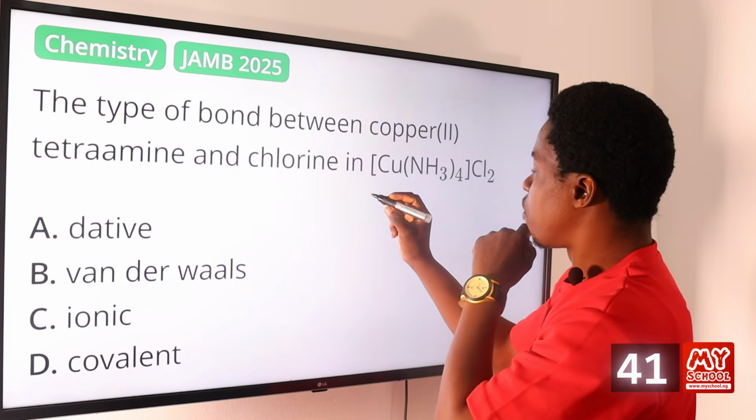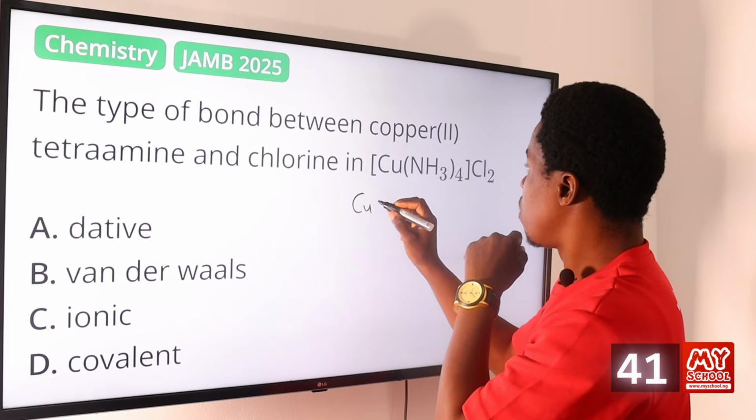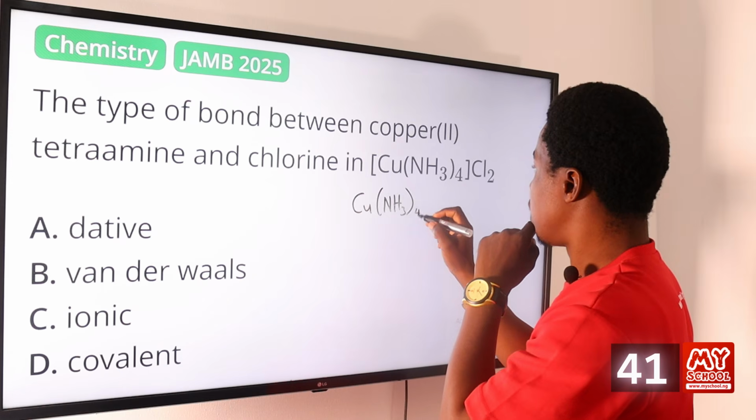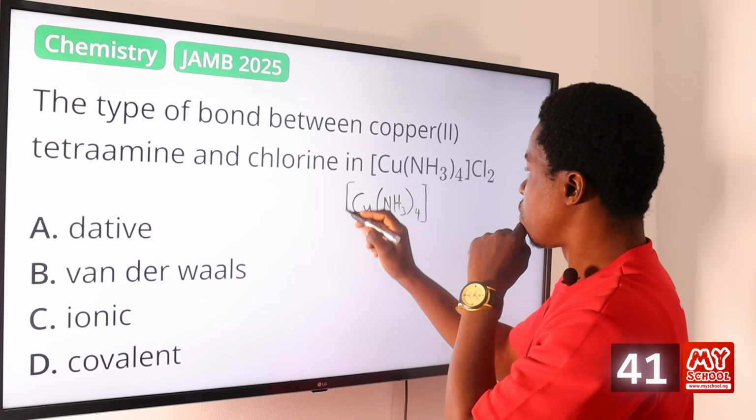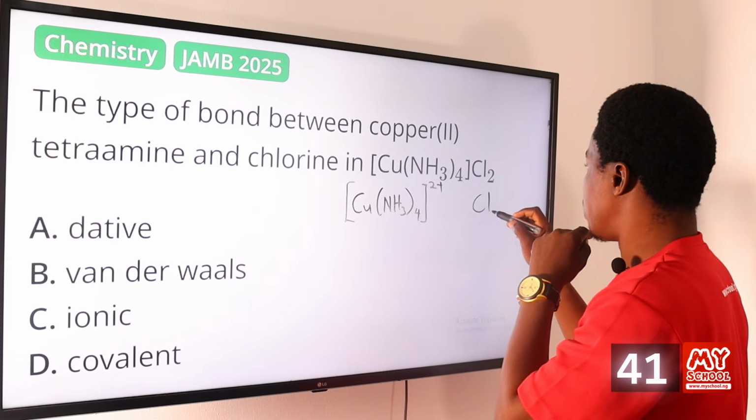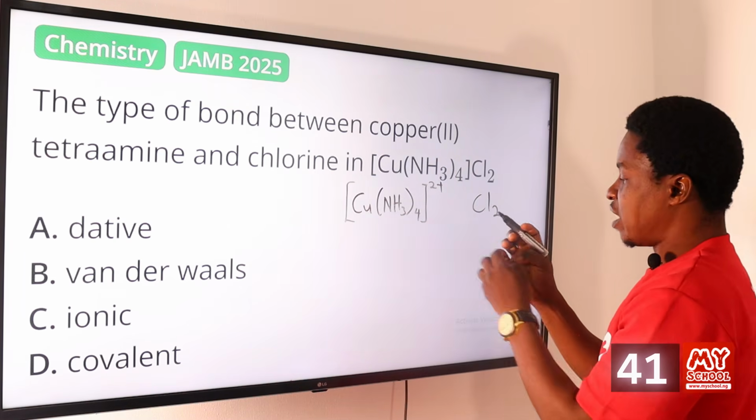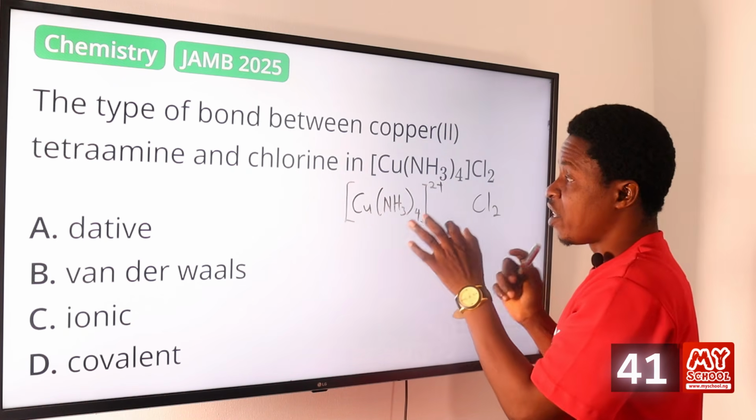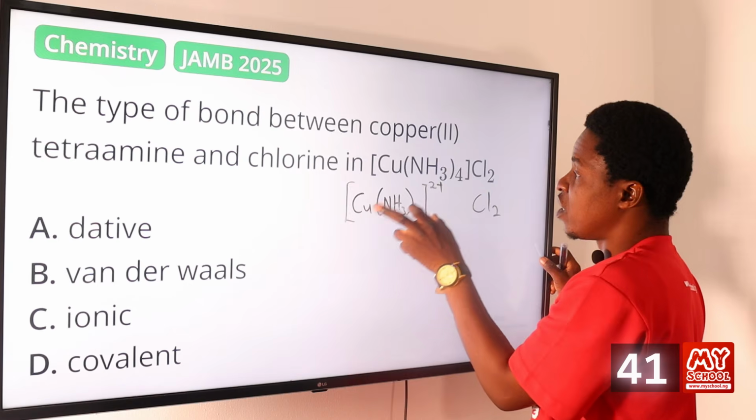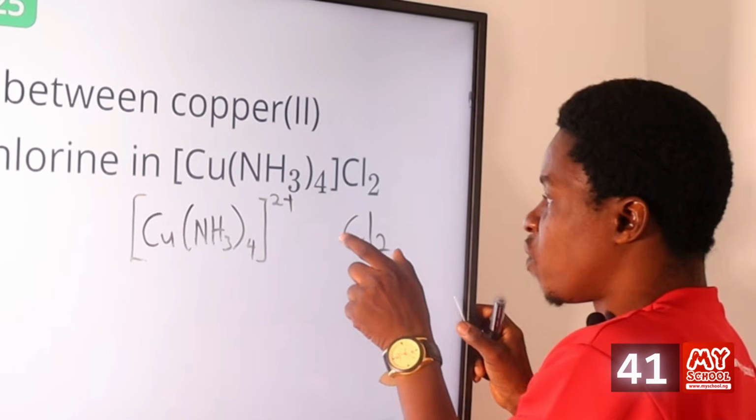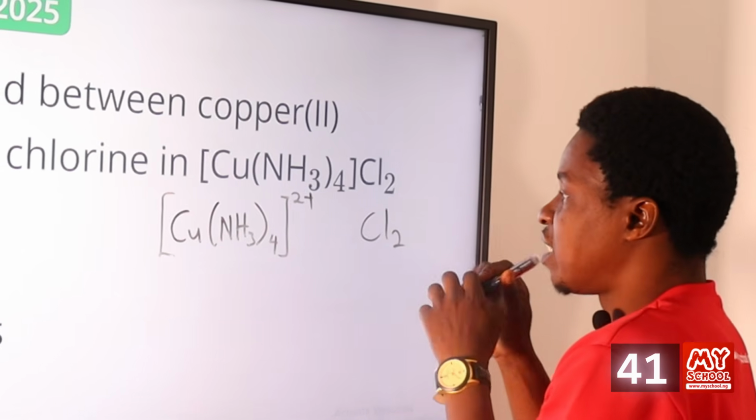This is actually from Cu(NH3)4, okay. This is a complex on its own, a complex ion, which is 2+, and then we have Cl2. So that means the bonding is actually ionic bonding, okay, it's an ionic compound. It's an ionic compound because it is formed between this positively charged complex ion and the negatively charged ion.